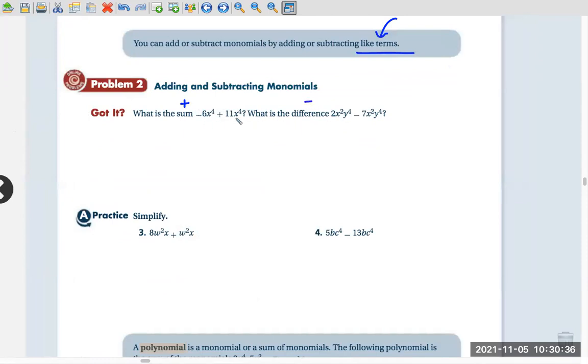What is the difference? Means subtracting, okay? So the sum, negative 6x to the 4th plus 11x to the 4th. And I noticed they're like terms. The variables are like terms, so I can add the numbers. Negative 6 plus 11 is what, 5? So my answer is 5, and then you simply write the power. Okay, so you don't mess around with the powers. These are called coefficients, by the way.